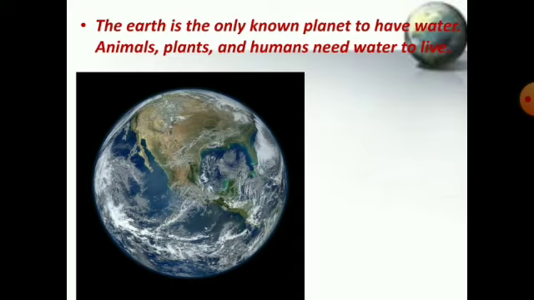Children, the earth is the only known planet to have water. Animals, plants and humans need water to live. We all need water to survive, right? Water is our basic necessity. But the earth is the only planet where water is found. No other planet has water. So how can life be possible on other planets, right?